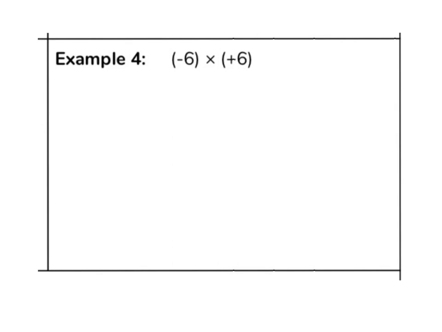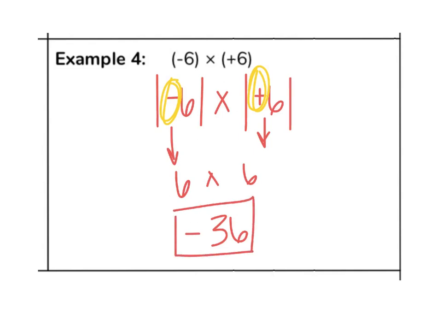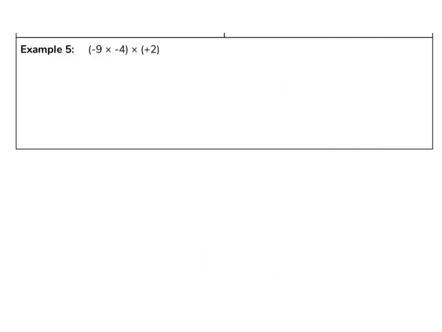Example 4, I'm looking at negative 6 times positive 6. So again, I'm going to find the absolute value of negative 6 and multiply that times the absolute value of positive 6. The absolute value of negative 6 is 6. The absolute value of positive 6 is 6. 6 times 6 is 36. However, I'm multiplying numbers with different signs, so my final answer would be a negative 36. So negative 6 times positive 6 is negative 36.